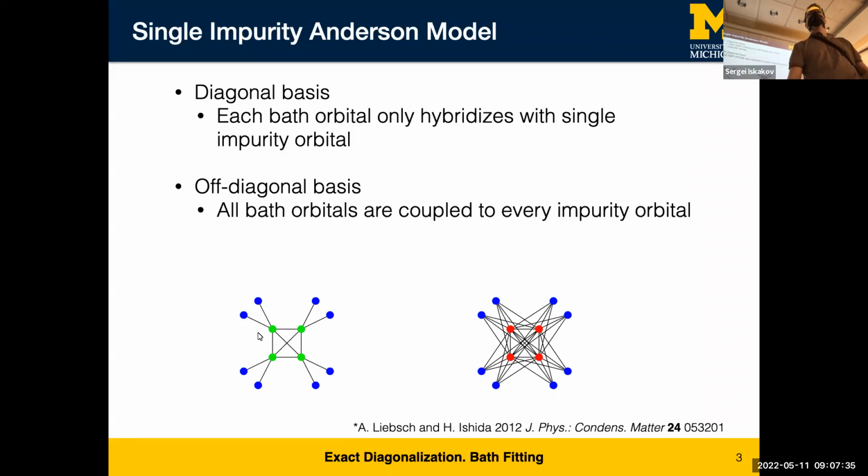Basically, we have two different types of bath fitting: one is when the hybridization function is in the diagonal basis, and one when it's not. These two problems are similar, but computationally the left is much more stable, and the problem on the right is usually super unstable. If it's possible to avoid this, you should avoid it. For more detail, you can read this paper by Lipsch and Ishida from 2012, where they discuss bath fitting for the DMFT problem and the multi-orbital DMFT problem.